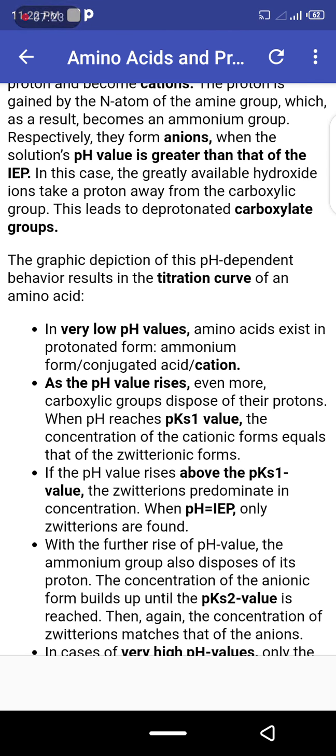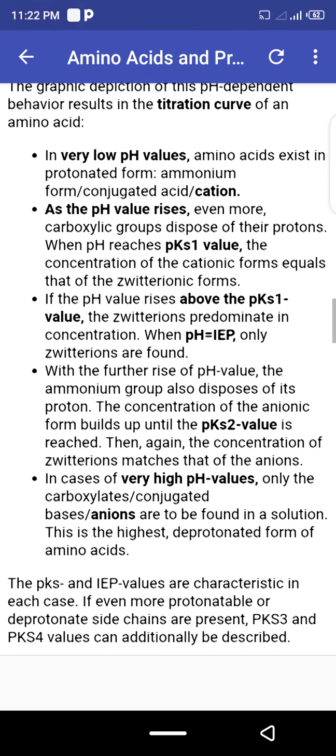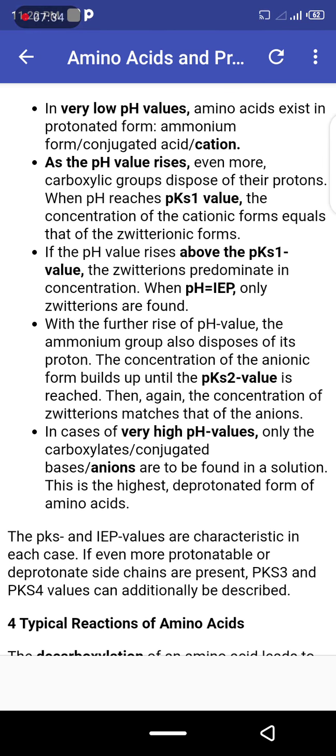At very low pH values, the amino acid exists in the protonated form, the ammonium form, the conjugated acid cation. As the pH value rises, even more carboxylic groups dispose of their proton. When the pH reaches the pKs1 value, the concentration of the cationic form equals that of the zwitterionic form. If the pH value rises above the pKs1 value, this zwitterion predominates in concentration. When pH is equal to the IEF, only zwitterions are found.